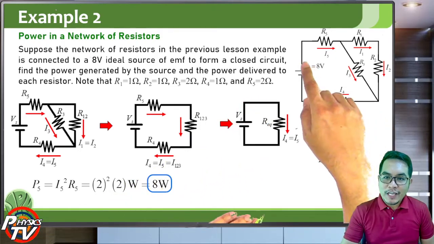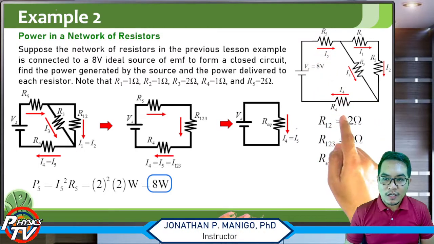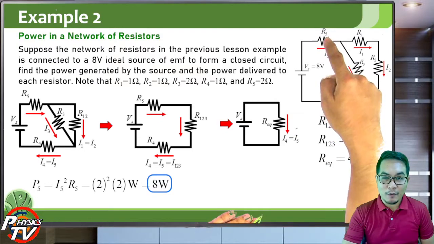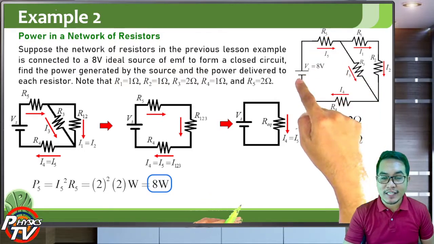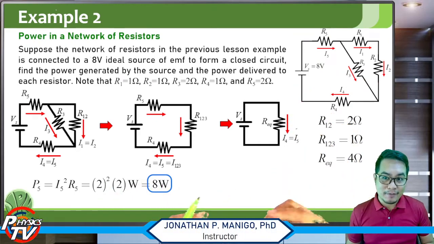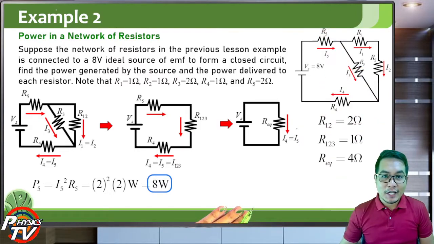So originally we have 16 watts. 4 watts is given to R4. 8 watts is given to R5. So how many is left from the 16 watts that is generated by the source? So you now have 4 watts left, because 4 watts is delivered to R4 and 8 watts is delivered to R5.